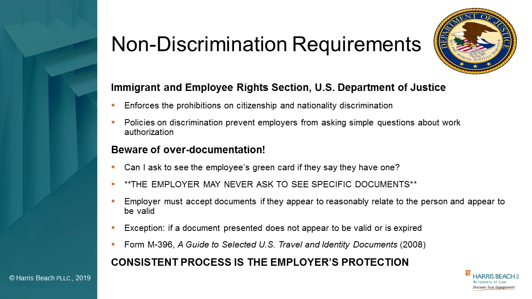Basically, if it's written in crayon or magic marker, you know that it's not legitimate. Now, the government does publish a guide that has pictures of the most common employment authorization documents. It's called a Guide to Selected U.S. Travel and Identity Documents. That's Form M-396. So that's a good publication to get.